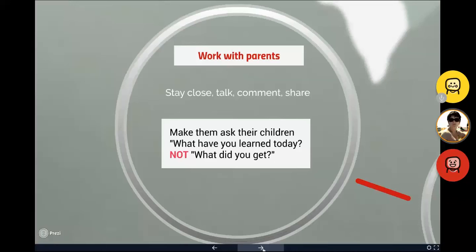What have you learned today? Not what did you get? Because asking about grades, it's asking about something like achievements. And in fact, the process of learning itself, it's a challenge for a child, and it should be rewarded that you are really interested in what was the topic of the lesson, not what was the top of the cake, which is the grade sometimes.